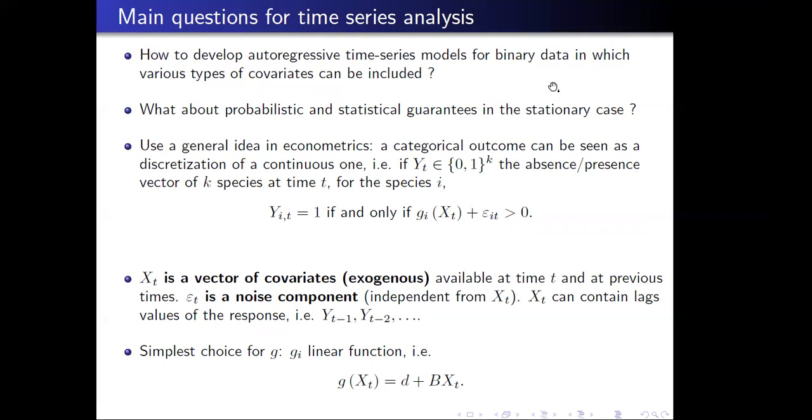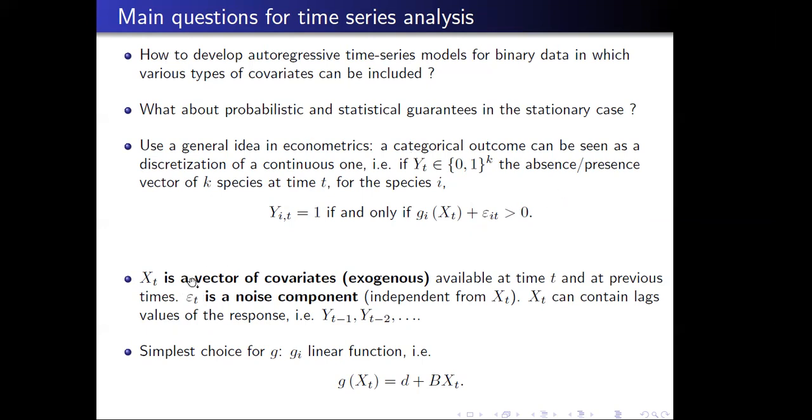So to construct this model, the idea is to generalize what is done in the regression case, in the static case. The idea comes often from econometrics in time series analysis. We can see the categorical outcome as a discretization of a continuous regression model. That is, if Y_t is a random vector taking values in {0,1}^K, we say that the species i is present at time t if a complicated function of the available covariates, up to a noise term, is sufficiently large or not. So you can just consider that either this functional of the covariates plus noise is positive or negative. If it is sufficiently large, say positive, we obtain 1, otherwise we obtain 0.